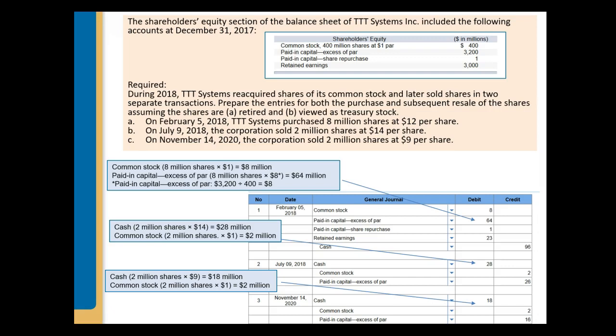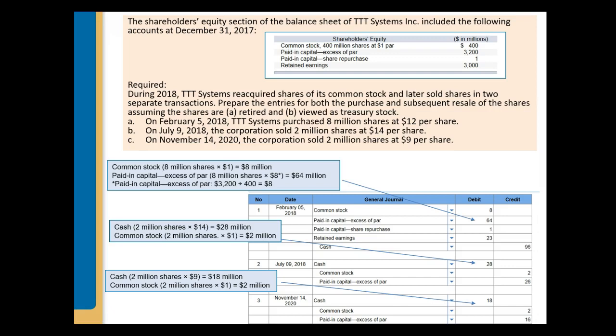Then on July 9th, the corporation sold 2 million shares at $14 per share. So we're just going to treat it as an issuance, debit our cash, credit our common stock for par, credit our paid-in capital in excess of par for the difference.